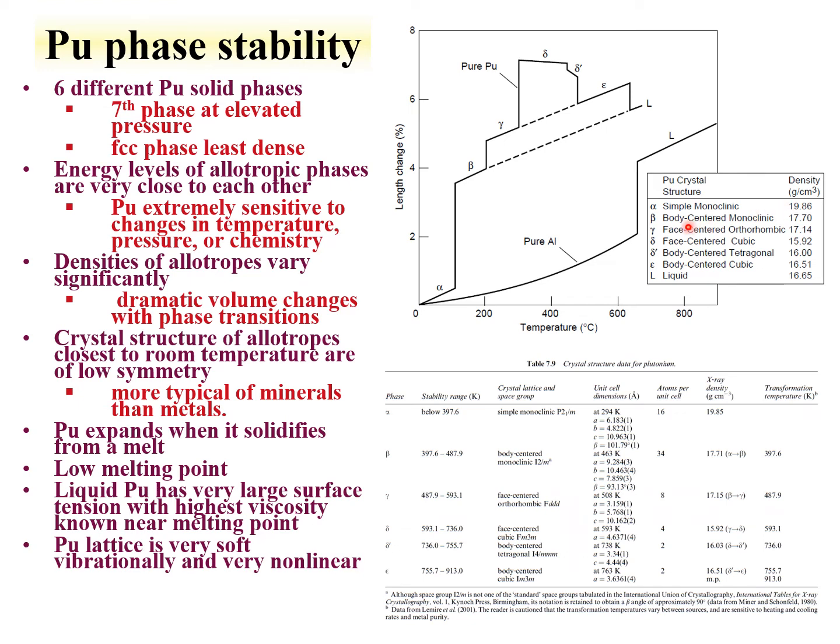The data is shown here, where the most dense phase is the alpha phase, which is close to 20 grams per milliliter, and the least dense phase is the delta phase, the face-centered cubic, or FCC phase, where you get a little bit under 19 grams per milliliter. Plutonium also has an interesting property where it expands when it melts, and it also has a relatively low melting point. The data for the different phases are listed here: their temperature range, crystal lattice and space group, unit cells, atoms per unit cell, and then the density.